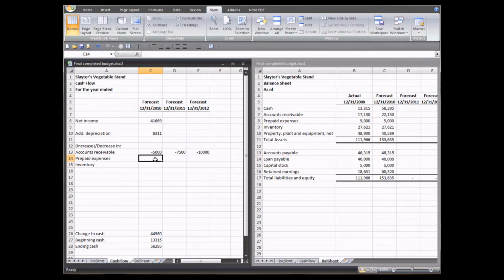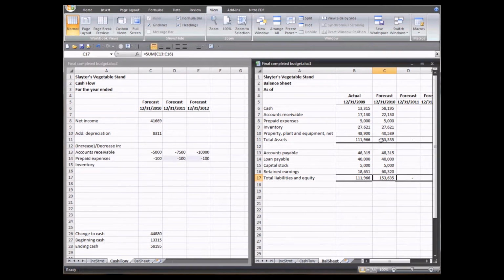Let's assume that my prepaid expenses, my business is going to grow a little, but I don't expect my prepaids to grow very much. So maybe I'm going to put $100 each year as an increase. I'm doing it again, let's make those negative hundreds. And so over here on my balance sheet, you'll see that because I made a change here, I'm now out of balance by that $100. So I want to go to my prepaids and subtract the adjustment here, and that pulls us back into balance. Now I'm in balance.